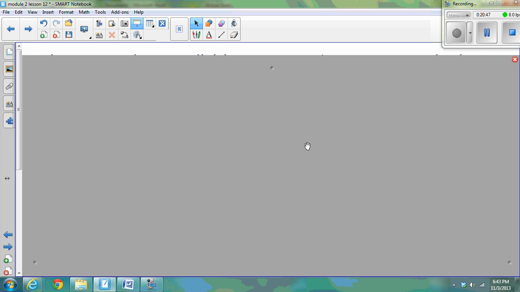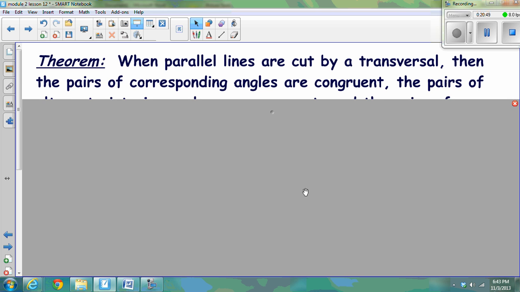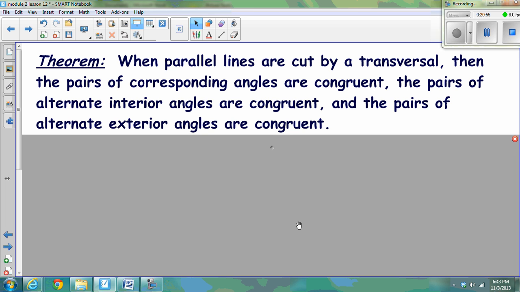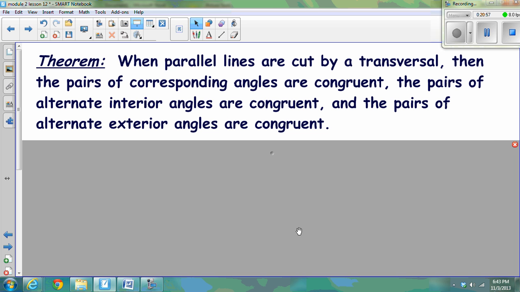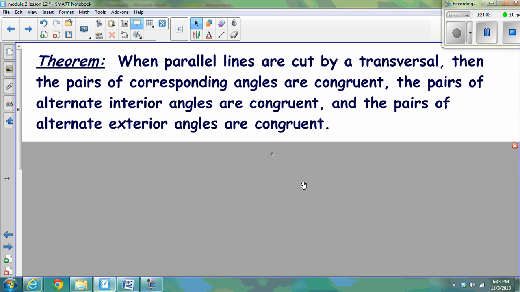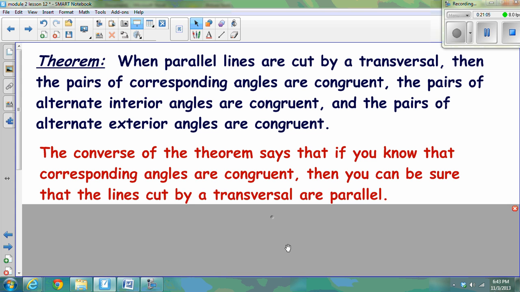We've discovered the theorem that when parallel lines are cut by a transversal, then the pairs of corresponding angles are congruent. The pairs of alternate interior angles are congruent, and the pairs of alternate exterior angles are also congruent. The converse of this is also true, meaning if you know that corresponding angles are congruent, then you can be sure that the lines cut by a transversal are parallel.